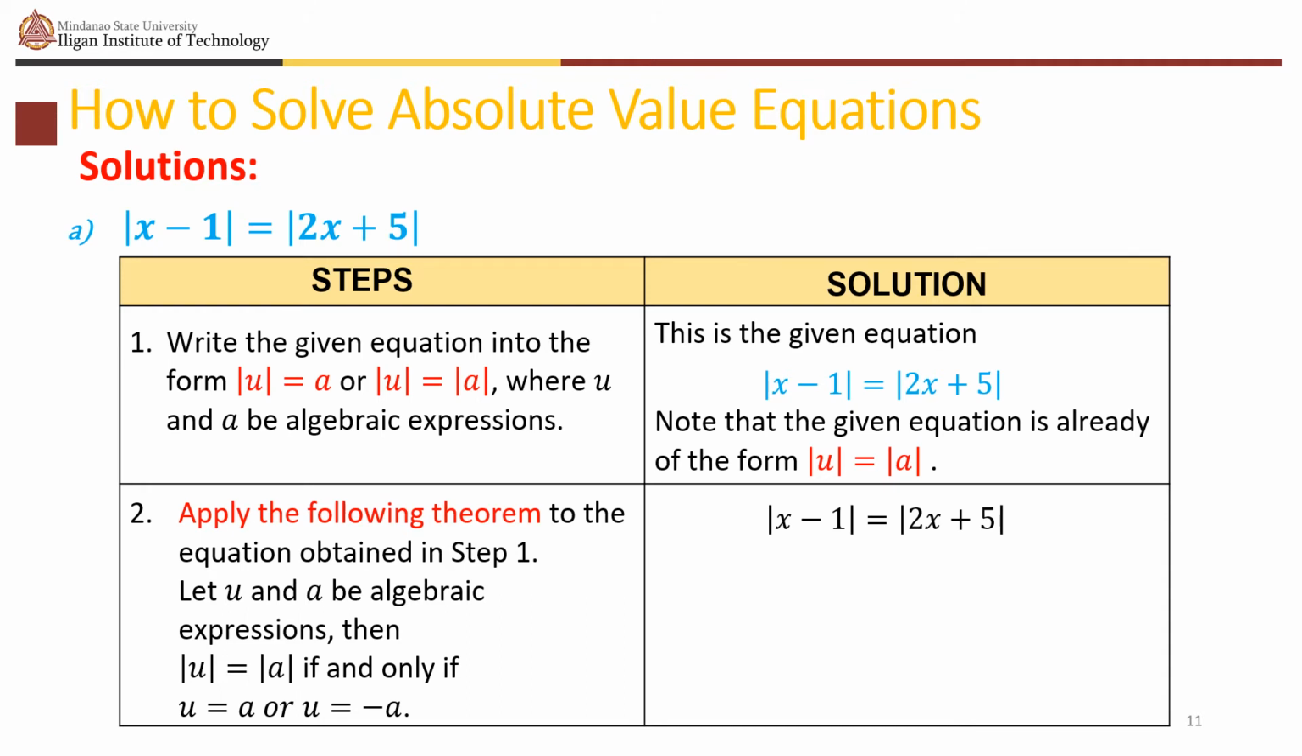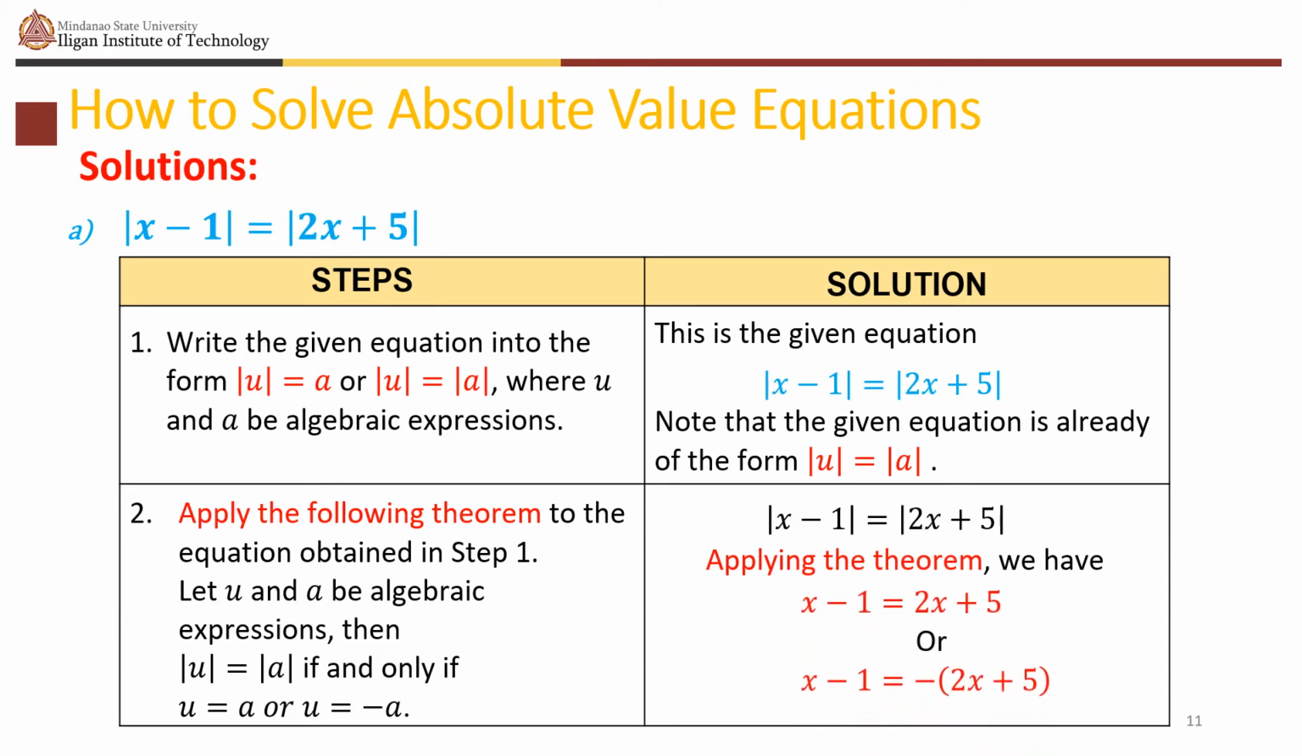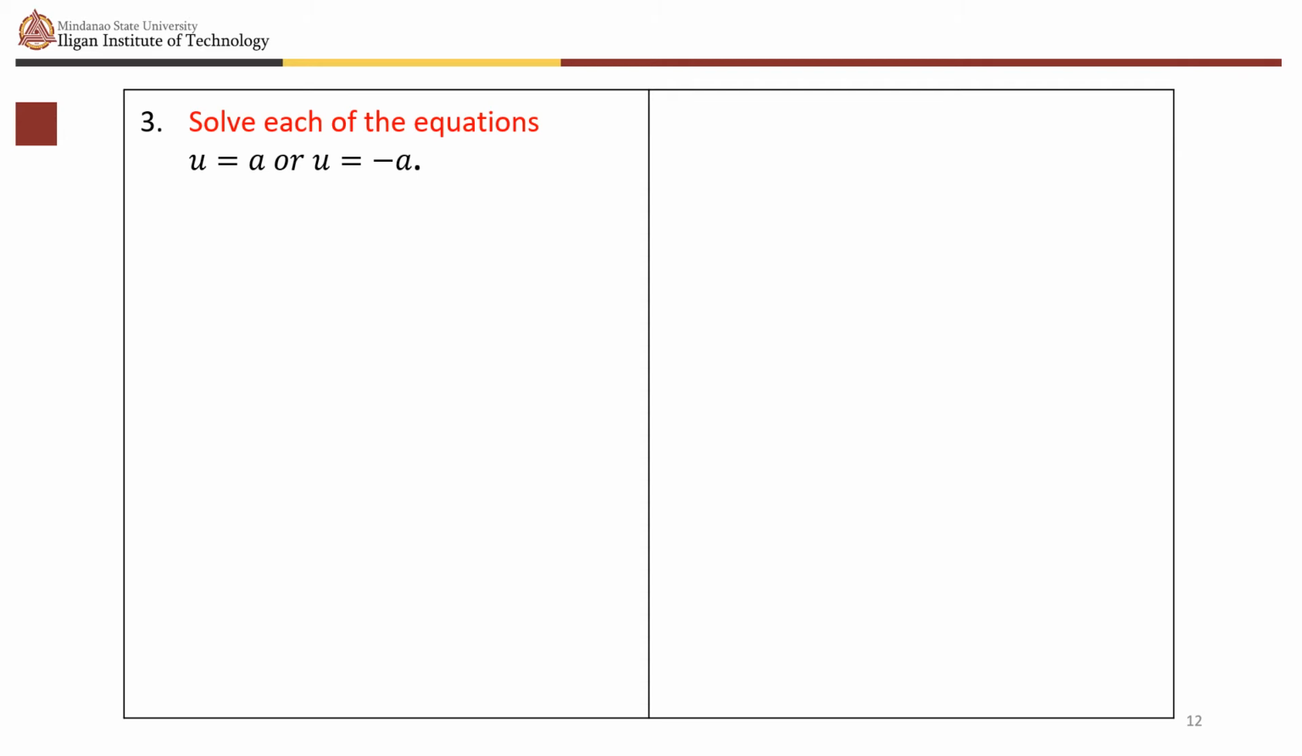And then we have the following: the absolute value of x minus 1 equals the absolute value of 2x plus 5. Applying the theorem, we have x minus 1, removing the absolute value sign there, equals 2x plus 5, it's positive, just like what we have here. Or x minus 1, this time equals the negative of a, which here is the negative of 2x plus 5. And then we solve each of the equations, u equals a or u equals negative a.